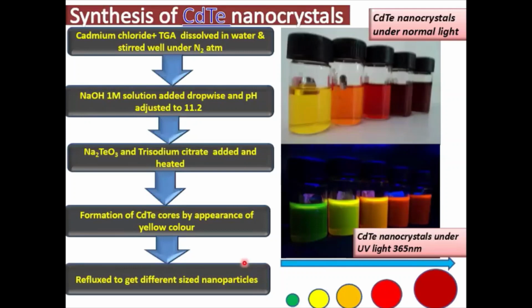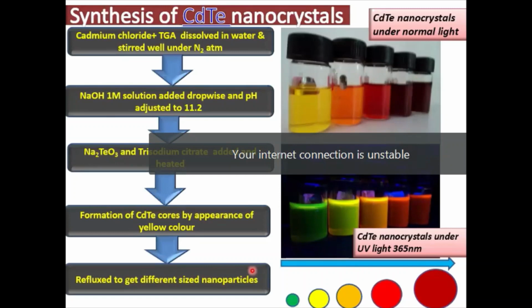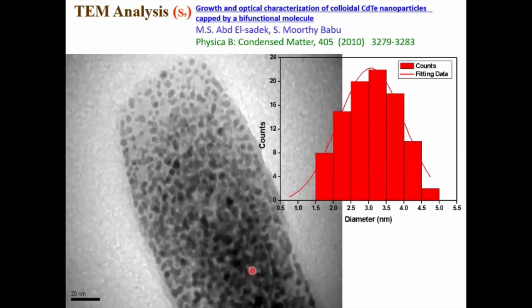And also, we prepared this cadmium telluride using the same procedure which we used for size-selected cadmium telluride. This is with the normal light, and this is with the UV light. The average size of the particles we got for cadmium telluride is around 3 to 3.5 nanometers. So this is the TEM of cadmium telluride nanoparticles prepared through thioglycolic acid as solvent, and then 2-propanol and acetone are used as poor solvents.